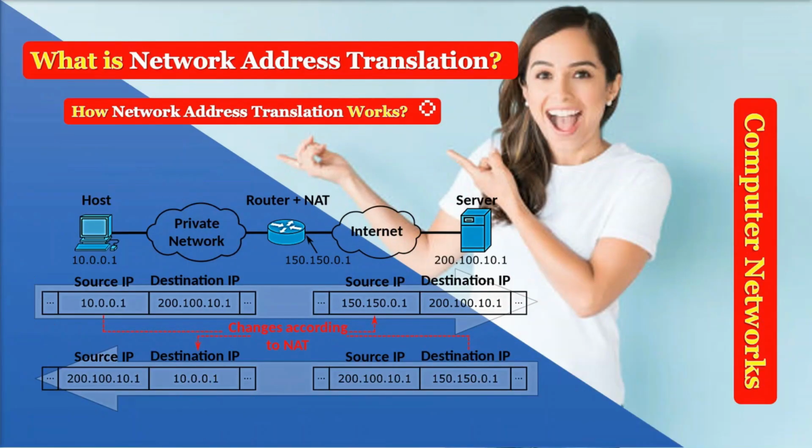What is network address translation and how does NAT work? As the name suggests, network address translation means one address is converted or translated into some other address. These two addresses are one private and one public, and this goes to and fro.